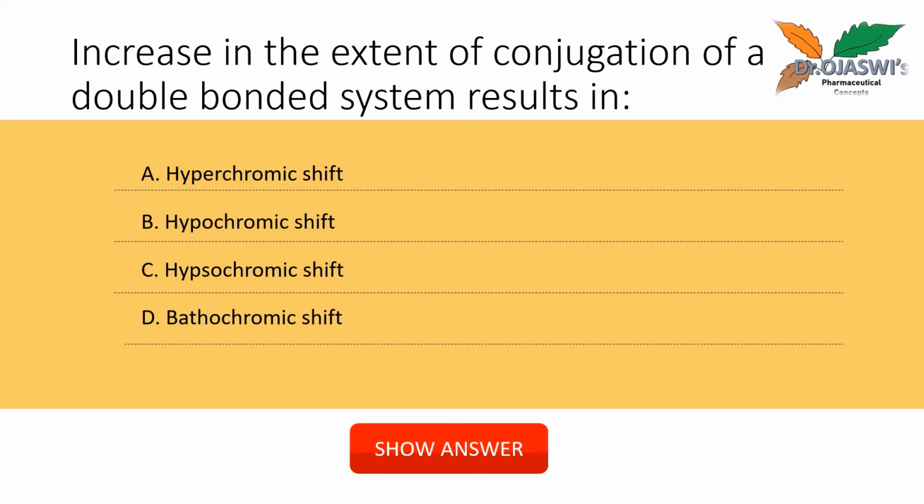So tell me what should be the answer now. I repeat the question: increase in the extent of conjugation of a double bonded system results in. Let me show you the answer. The answer is bathochromic shift.